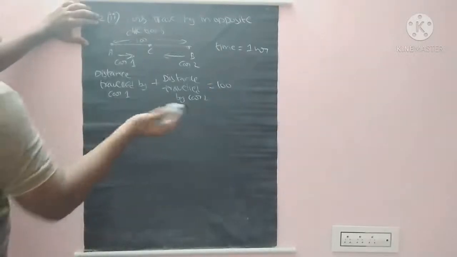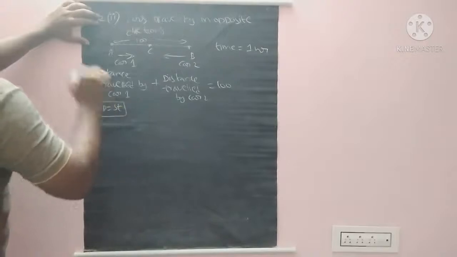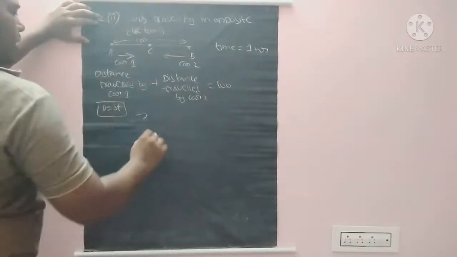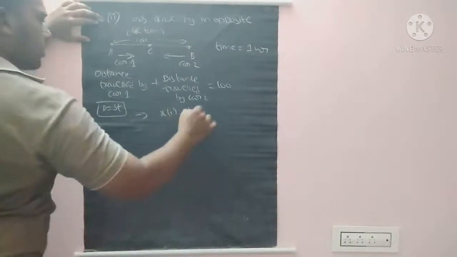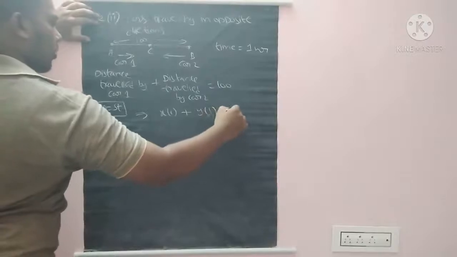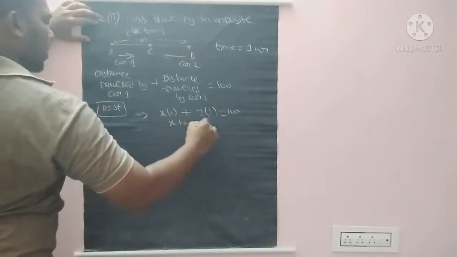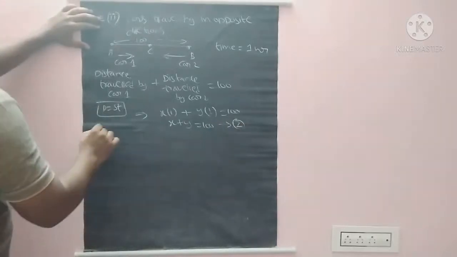Distance means, as usual, speed into time. So d is equal to speed into time. By that we can write here, speed is x, time is 1, plus speed is y for the second car, time traveled here is 1. So x plus y is equal to 100. So this is 2.